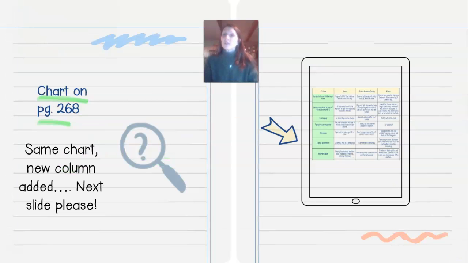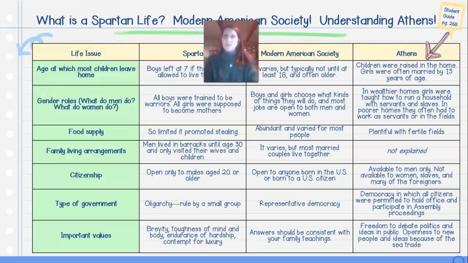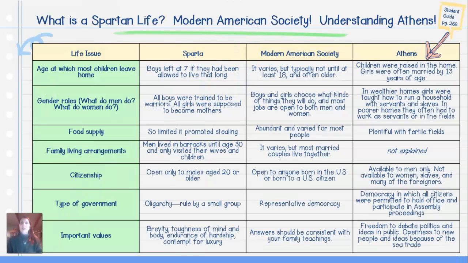So if you take a look at the chart on page 268, we're going to use that same chart, but we're going to go ahead and add a section. So go ahead and turn to page 268, and you should have that chart filled in with the exception of that very last spot, which I told you in the 1.01 lesson, you needed to leave blank. So if you take a look here, we're adding in Athens. You're going to need to go ahead and finish your chart. You can write the word Athens up there at the top on that blank section.